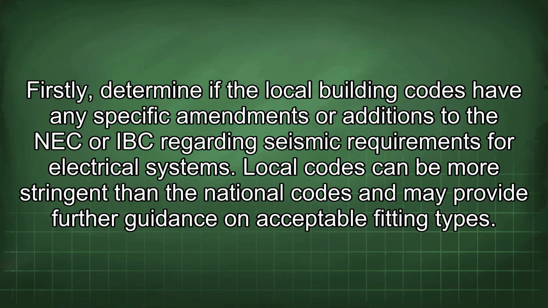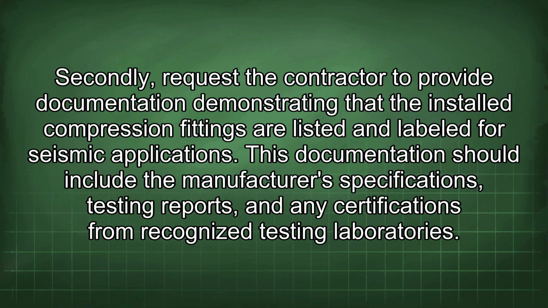Firstly, determine if the local building codes have any specific amendments or additions to the NEC or IBC regarding seismic requirements for electrical systems. Local codes can be more stringent than the national codes and may provide further guidance on acceptable fitting types. Secondly, request the contractor to provide documentation demonstrating that the installed compression fittings are listed and labeled for seismic applications. This documentation should include the manufacturer's specifications, testing reports, and any certifications from recognized testing laboratories.